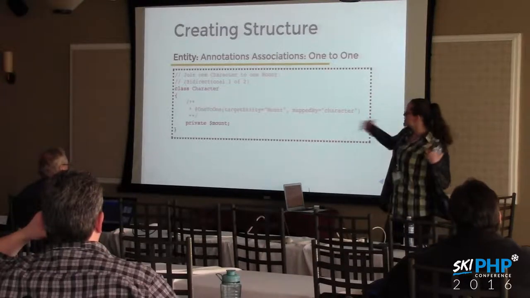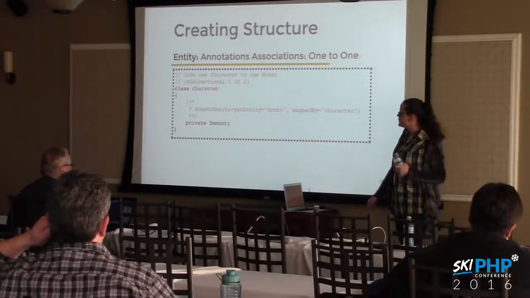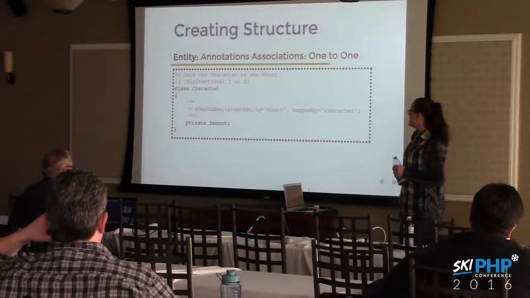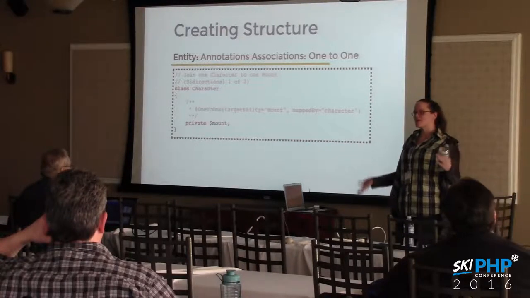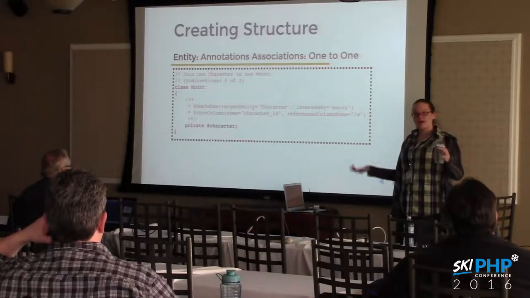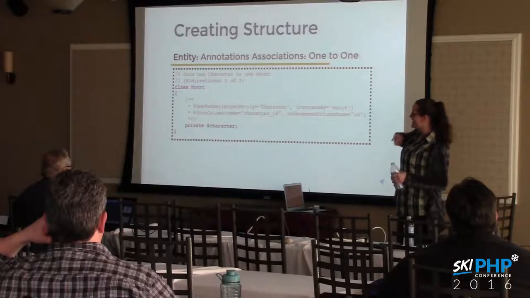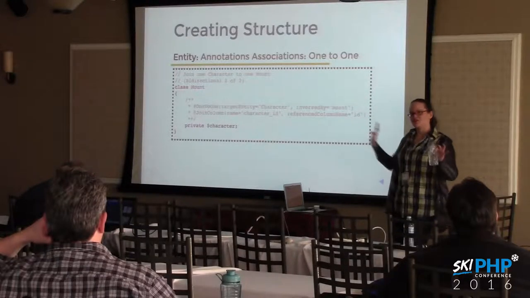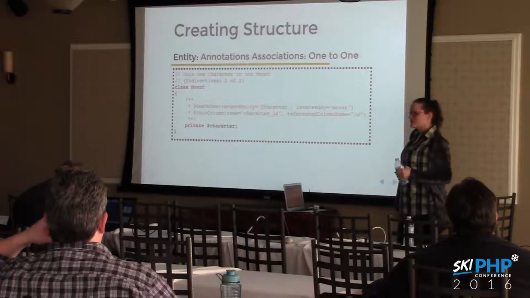Okay, so you also do bi-directional mapping. So we've got a character, and we're going to link one character to one mount. And here's the other side of that, which is bi-directional. We're going to link the mount back to the character, so you can get back and forth between the two. Very simple, straightforward.